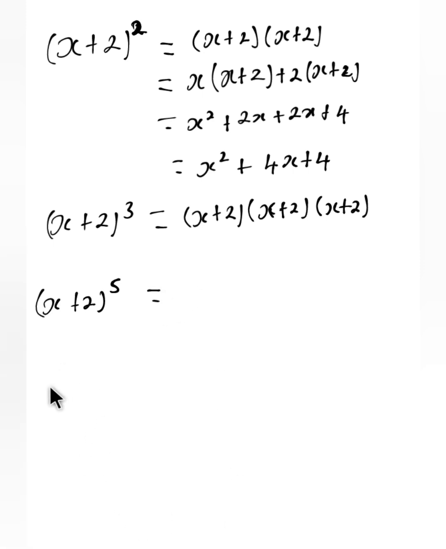But what if the question is (x plus 2) now raised to the power of 10 or the power of 20? You'll see that we can solve it, but it will take us time. But with the help of Pascal triangle, this is not a problem. With Pascal triangle, we can simplify this expression in just 5 lines. So how does Pascal triangle work?